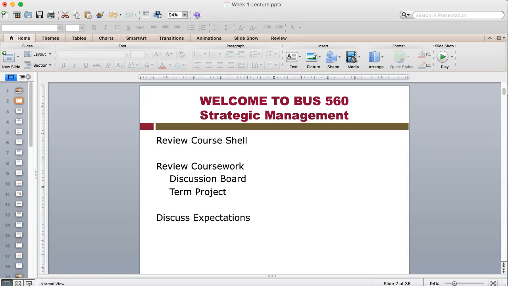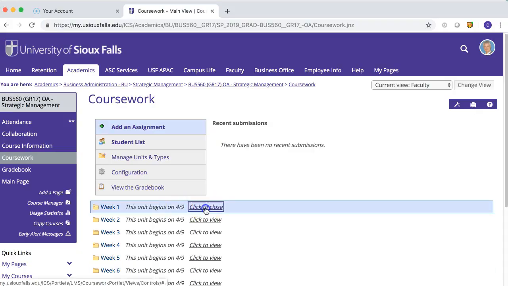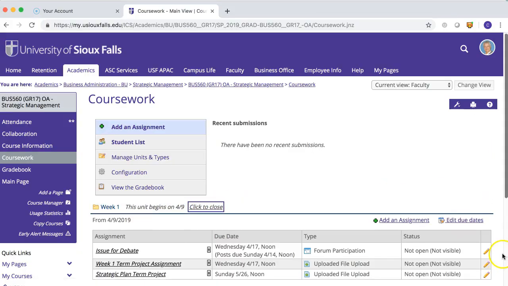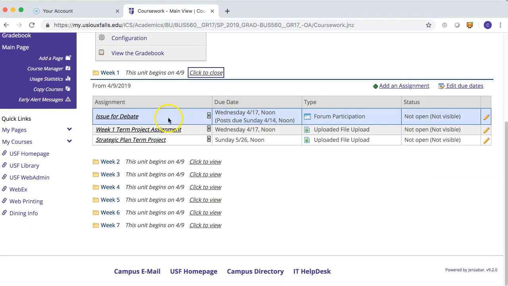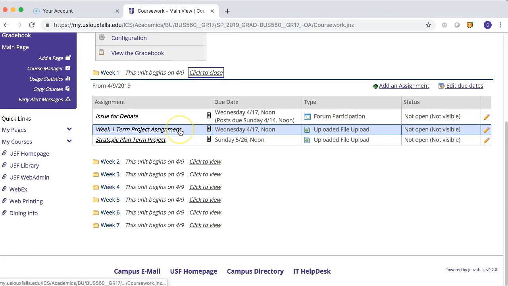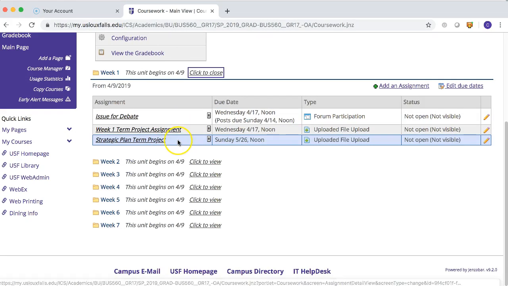The main project for the term is a strategic plan. That strategic plan will be built over the course of the 7 weeks. So every week you will have a weekly term paper assignment, if you will. And that term paper assignment will in effect be one part of your final paper. So this is week 1. You have your issue for debate. You'll have your week 1 term project assignment, and then this is the full term project assignment, which is due at the end of the course.